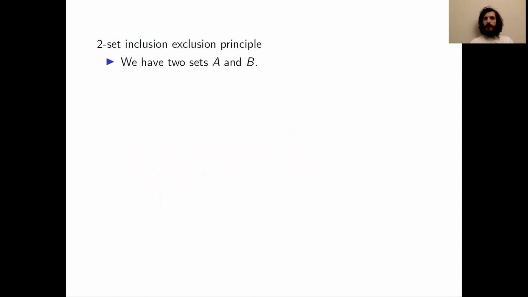So let's start out with the 2-set inclusion-exclusion principle. Suppose that we have 2 sets, A and B. Our goal is to find the cardinality of A union B in terms of the cardinalities of A, B, and A intersect B.